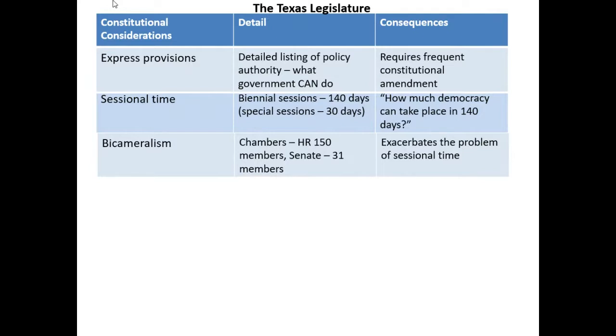We can make a big deal about this one in isolation, you would say, well, so what? It's like that everywhere, right? It's only really, though, when you couple this with the previous one about sessional time that it exacerbates the legislative process, because you've got this fixed 140-day session that you've got to get a bill through the legislative process in 2 chambers rather than just 1.